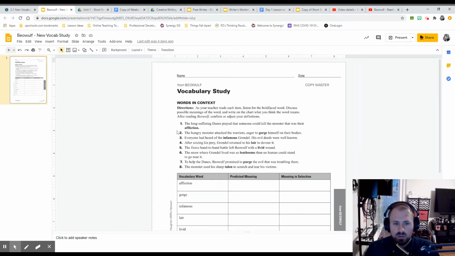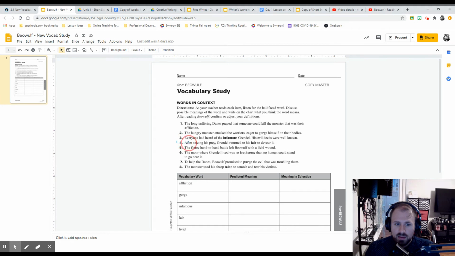Okay, so let's move on to two. Two, the hungry monster attacked the warriors, eager to gorge himself on their bodies. So, hint, that does sound like a verb in this instance. So, what does it mean to gorge based on that passage? Three, everyone had heard of the infamous Grendel. His evil deeds were well known. So, hint there, that word infamous sounds like some kind of adjective describing the character Grendel, who we will learn more about later. But what do you think that word means?